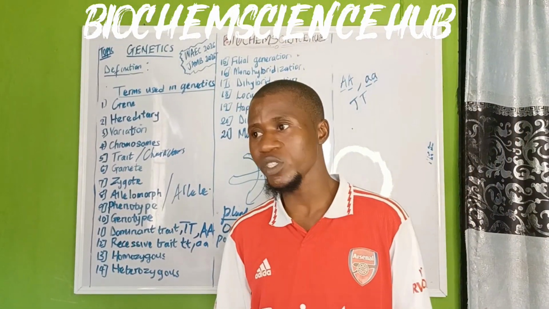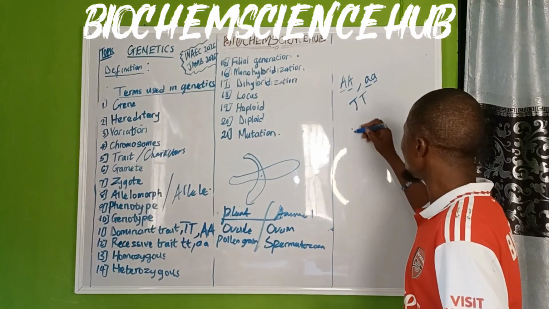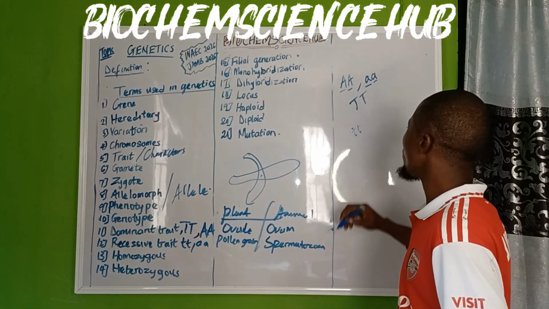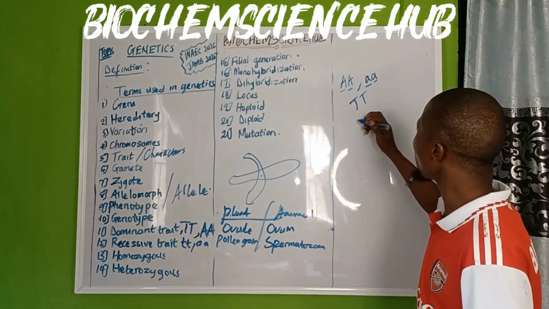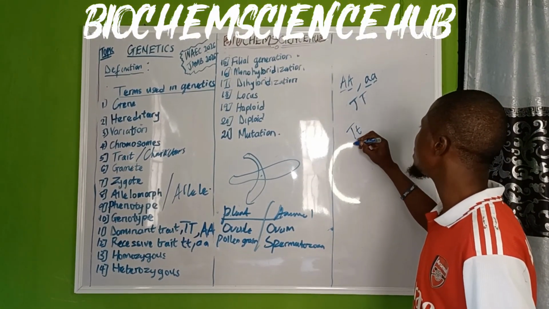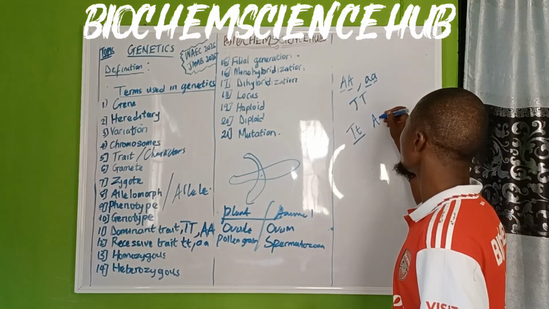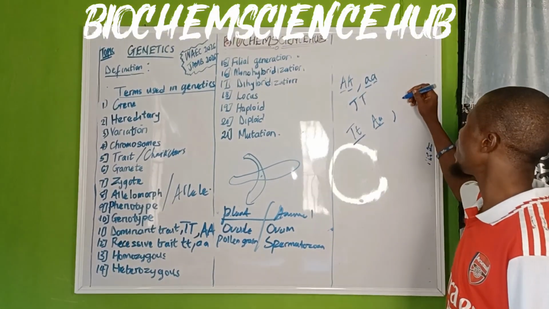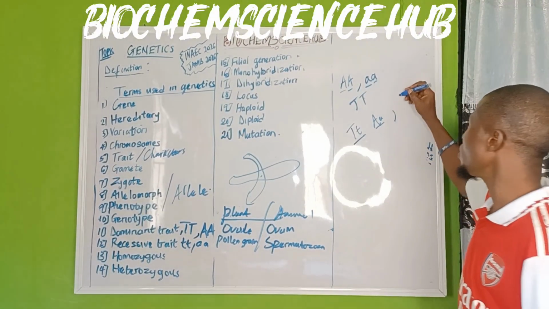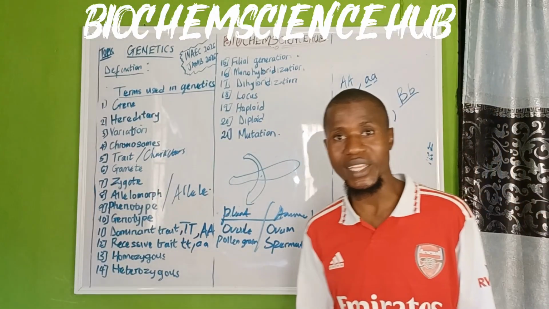Going to heterozygous, an individual is said to be heterozygous if he possesses different traits for the same character. An example of that can be found in Tt. So this is heterozygous, and we can have capital letter A and small letter a. So this is heterozygous too, and we can have many examples, you can use your Bb. So that's heterozygous.